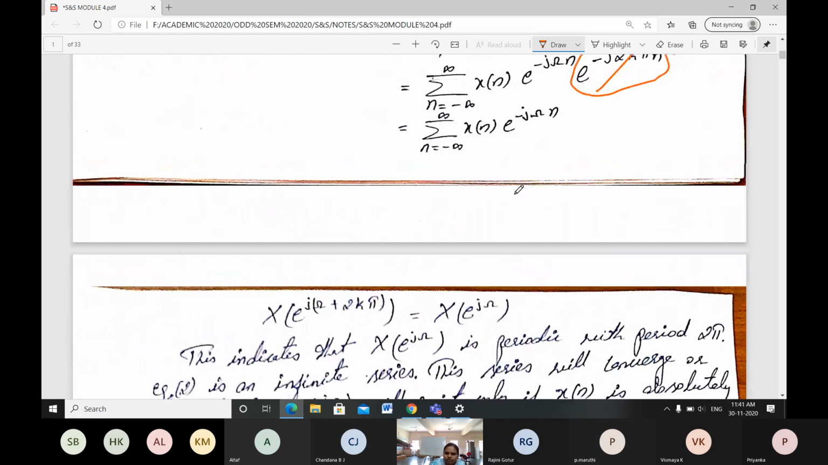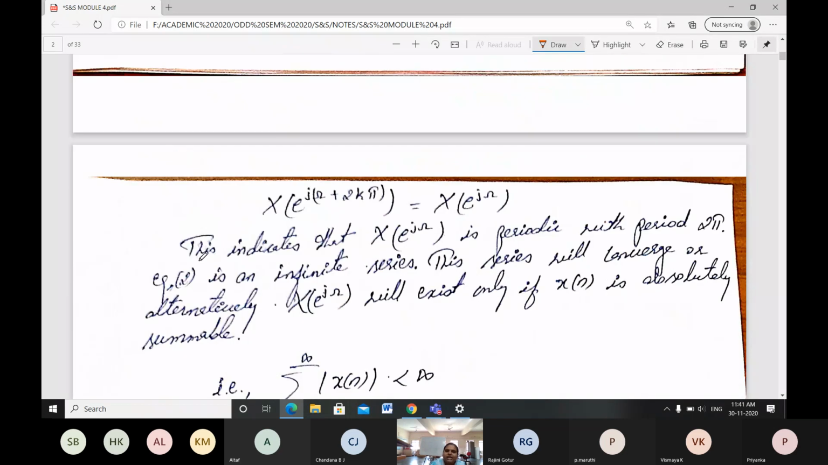Observe here, it is periodicity. X of e raised to j omega plus 2k pi is equal to X of e raised to j omega. What is this indicating for us? This indicates that X of e raised to j omega is periodic, with a period of 2 pi.